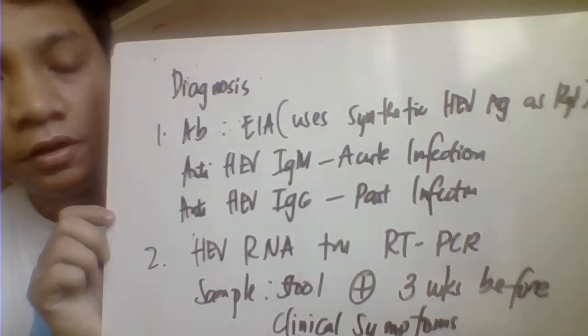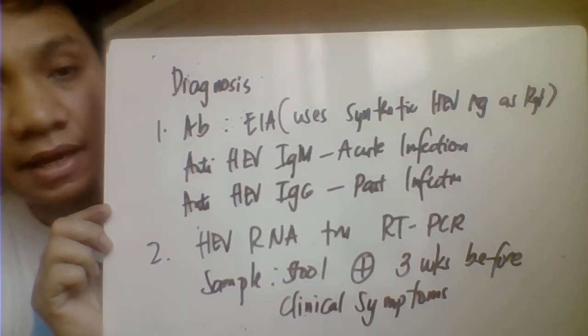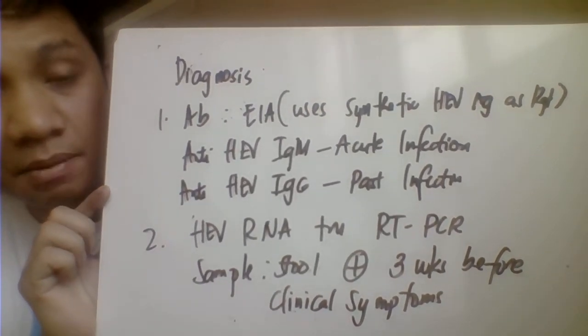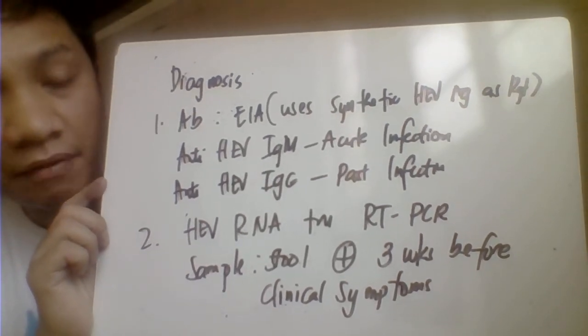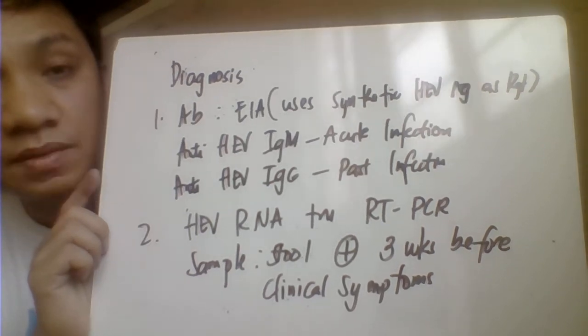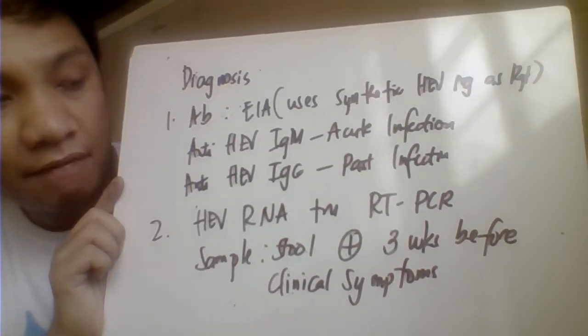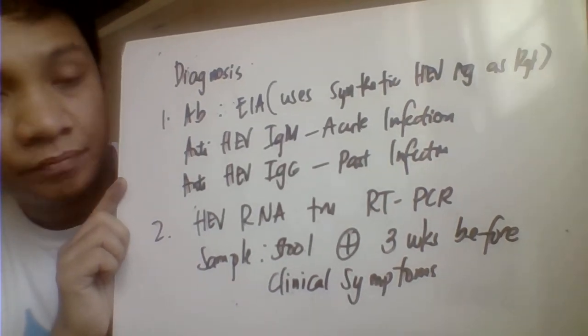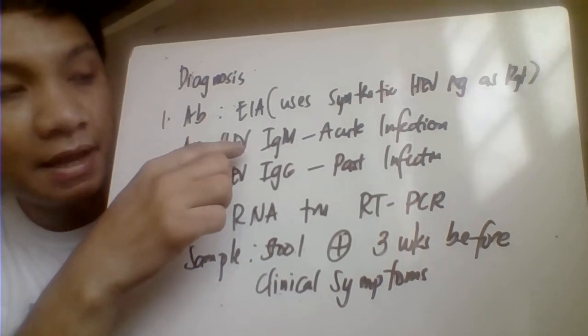Okay, for diagnosis of your hepatitis E, you could have your antibody testing. Again, antigen na marker is not a reliable one, so we are detecting for antibodies. So we have your anti-HEV IgM. Again, it's a marker for your acute infection or the recent infection. Anti-HEV IgG is your past infection. So this is an enzyme immunoassay, so you're detecting for antibodies.